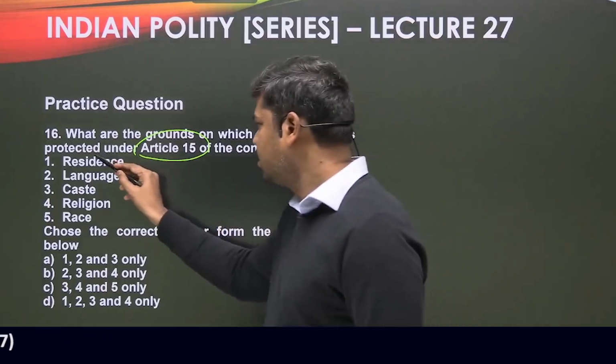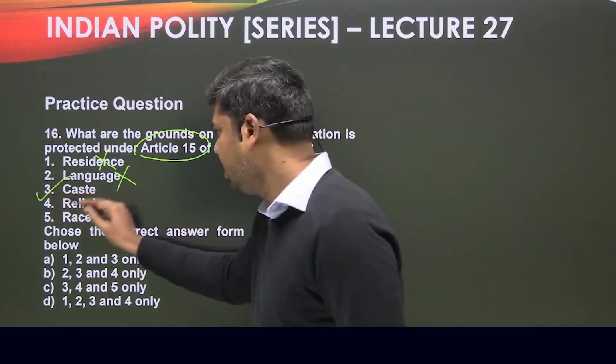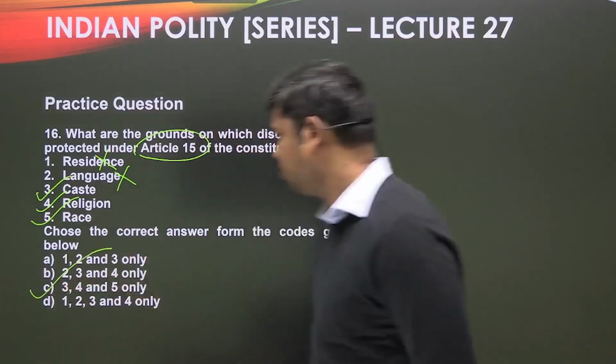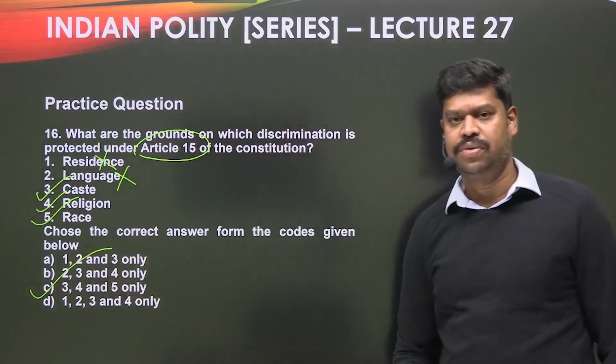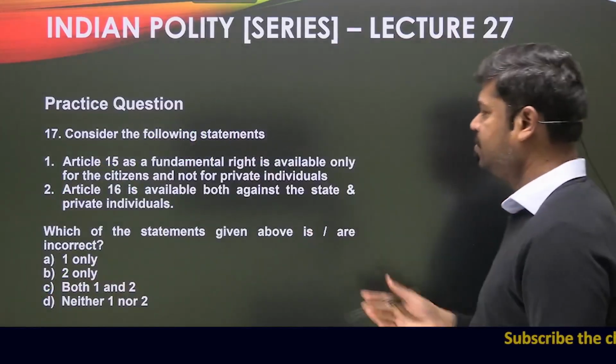So residence is not a ground and language is not a ground under Article 15. So 3, 4 and 5 are right here. So the answer would be option C. C is the right answer. These are all areas you will have to keep in mind. So come to the next question.